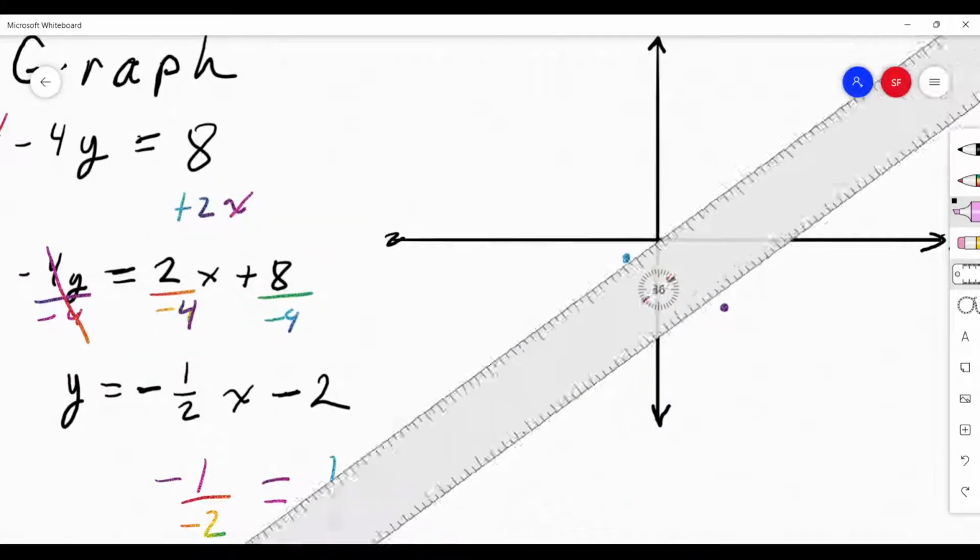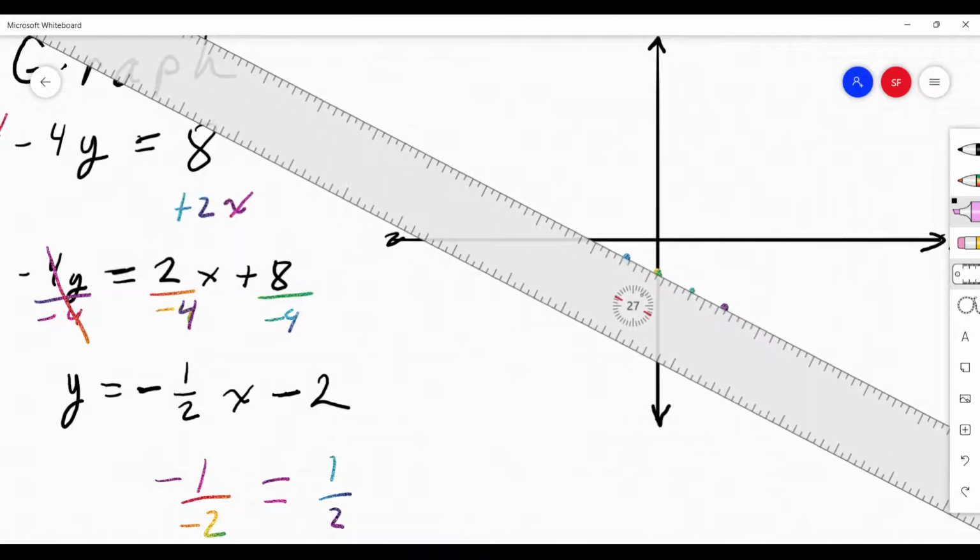Okay, so now we've got points, and we graph the line. So you remember a little bit, Hannah, making sense? Yes. Good. That makes more sense. Good.